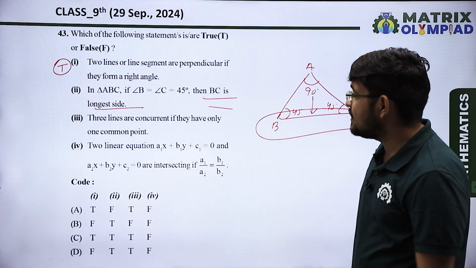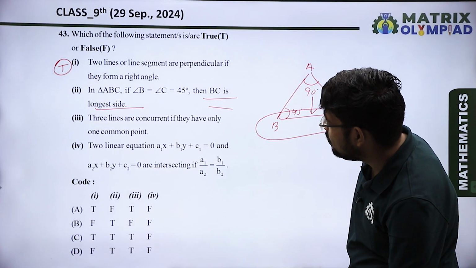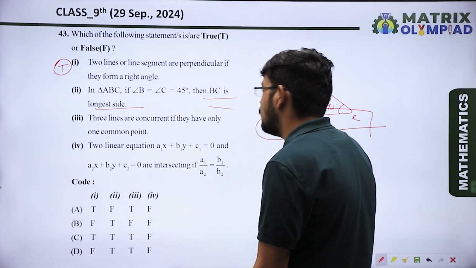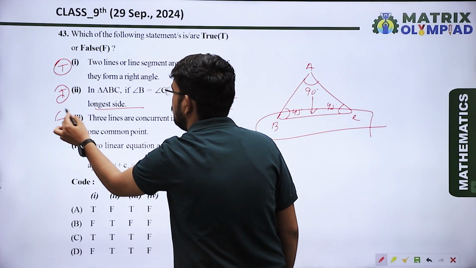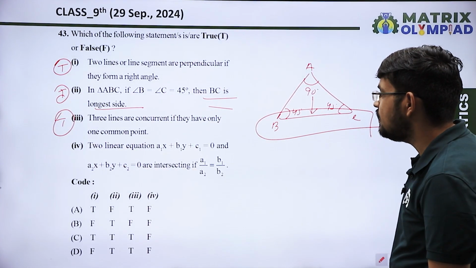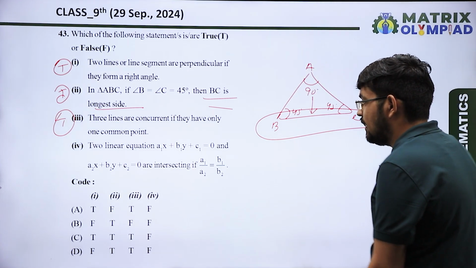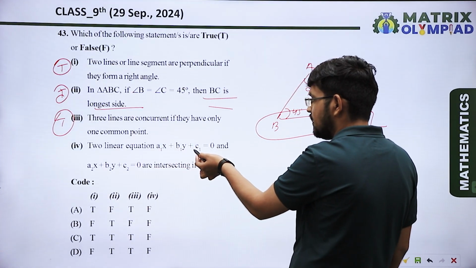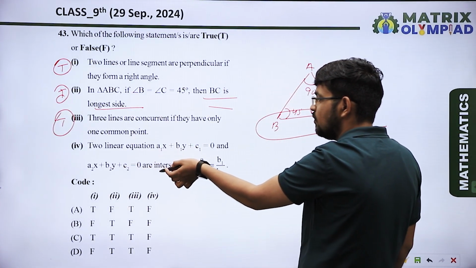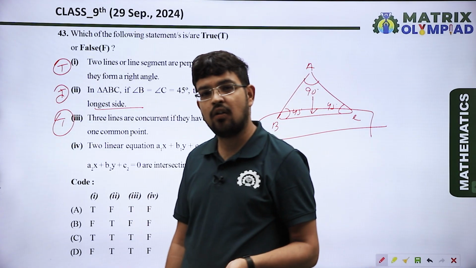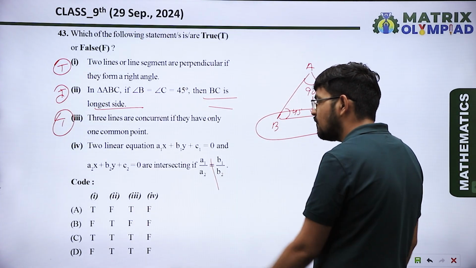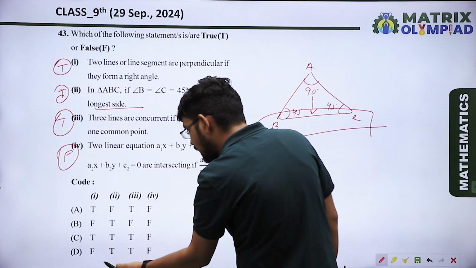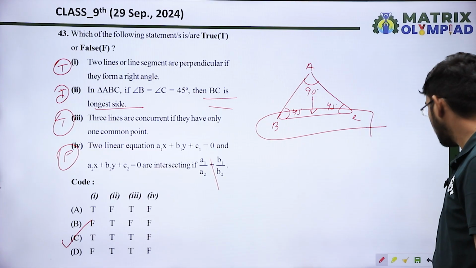Third, three lines are concurrent if they have only one common point. Yes, if three lines intersect at one common point, they will be called concurrent. So this one is also true. And fourth, two linear equations are intersecting if a1 upon a2 equals b1 upon b2. If a1x plus b1y plus c1 equals 0 and a2x plus b2y plus c2 equals 0, they will intersect if and only if a1 upon a2 is not equal to b1 upon b2. So this one is false. So the correct answer is TTTF, option C.